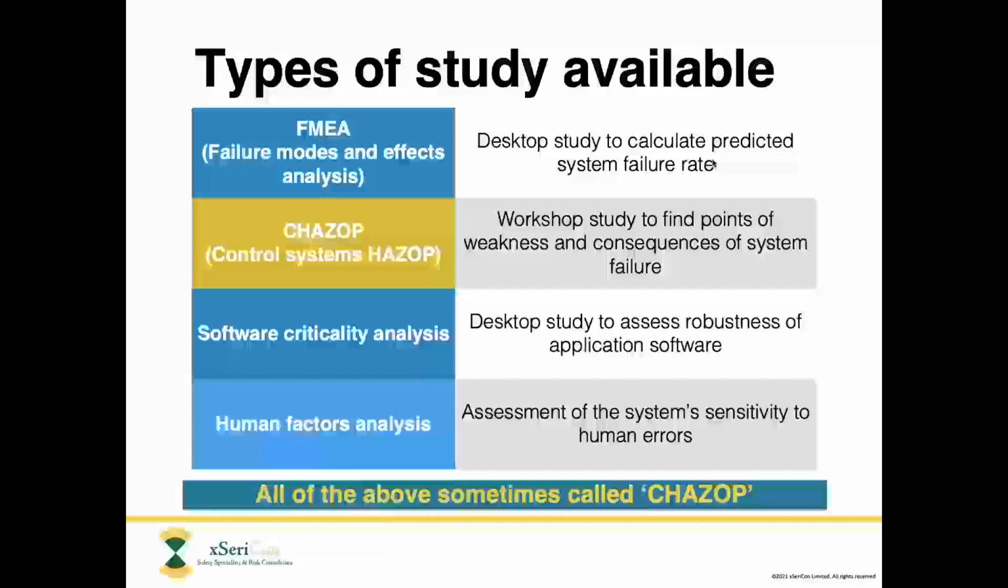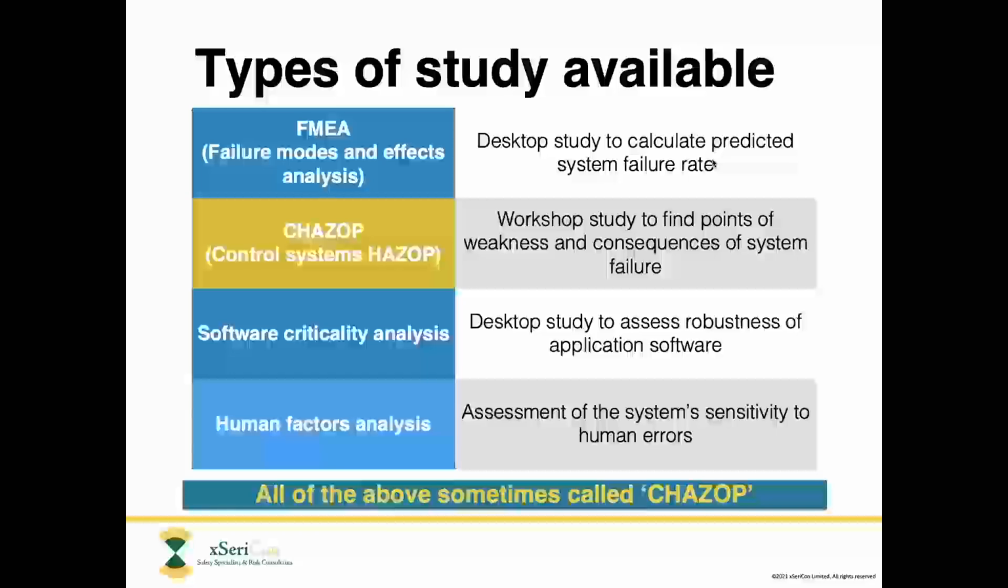Now, one of the difficulties with discussing CHAZOP is that when you look in the literature, what little literature there is about CHAZOP, you find quite a number of different kinds of study have been labeled with the name CHAZOP. So there is a fair bit of confusion about what CHAZOP actually is. And in particular, there are 4 types of study that you may sometimes see referred to as CHAZOP. And these are the 4 that you can see on the screen now.